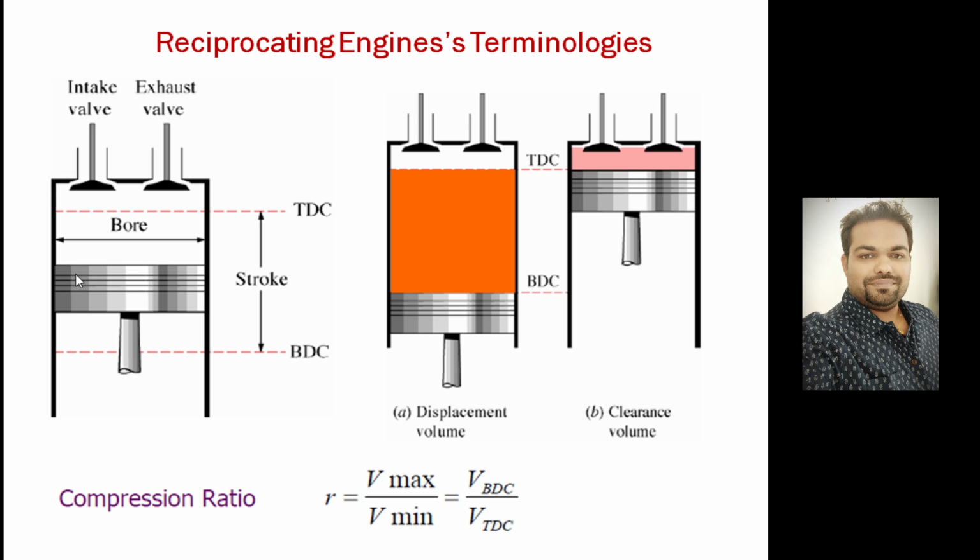And if you look at the cross section of the piston, it will be a circular one. The diameter of that piston is known as the bore, and the stroke is the distance between the points over which your piston travels.